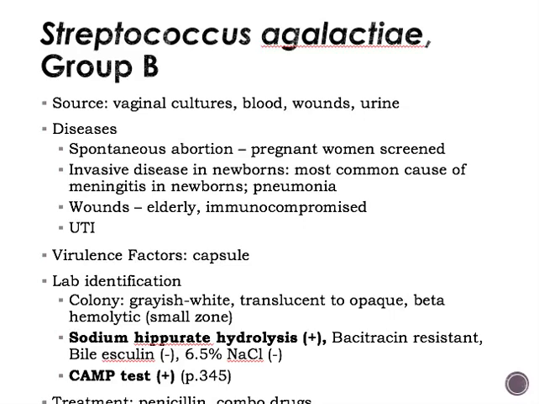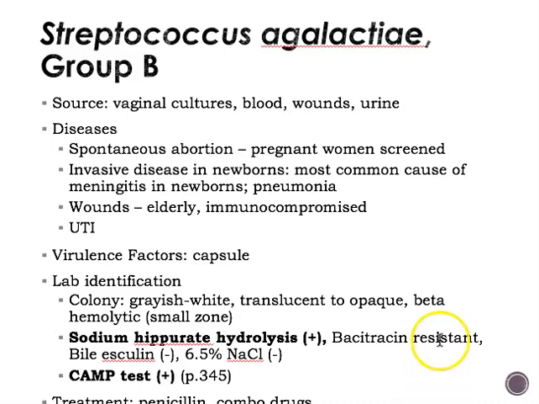It is CAMP test positive and hippurate hydrolysis positive. So you could perform one or the other. If either one of those tests is positive, then you've identified it as group B strep. It's bacitracin resistant, and bile esculin and 6.5% sodium chloride negative.